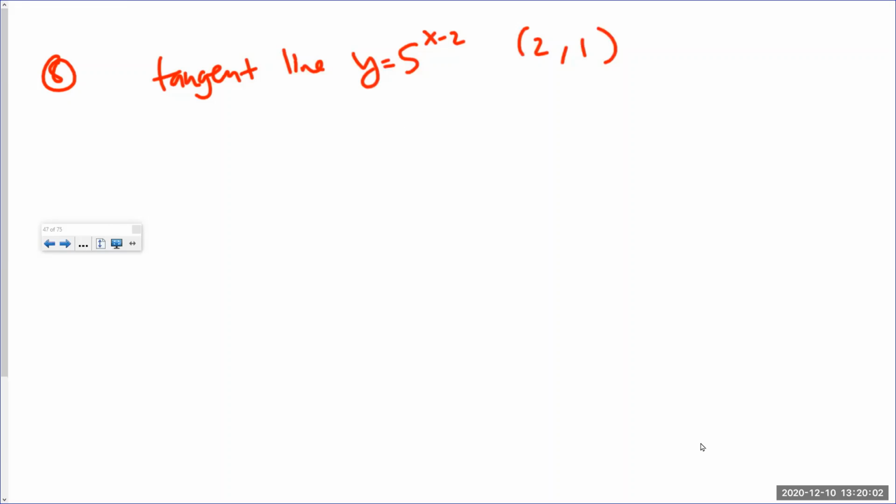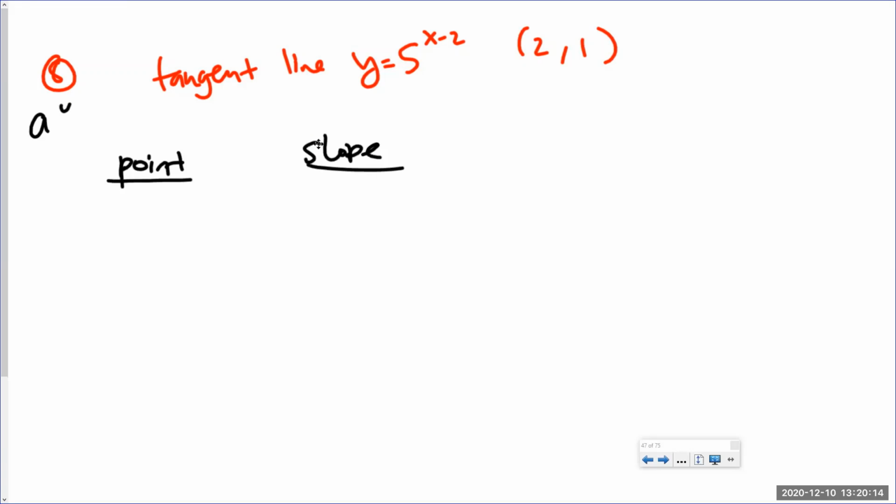And guys, if you need to write a tangent line, what 2 things do you need? A point and a slope. So that was what you will write on your paper. This is from today's homework. So this is the A to the U homework. Point and a slope. Okay. What is our point? Do we know our point? Okay, 2, 1. Okay, guys, your point is just your X value and your Y value.